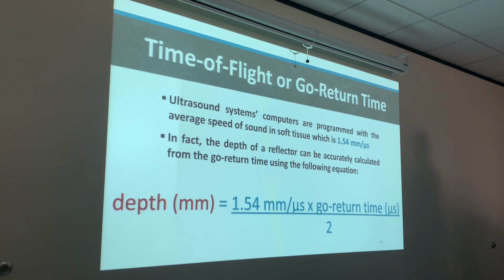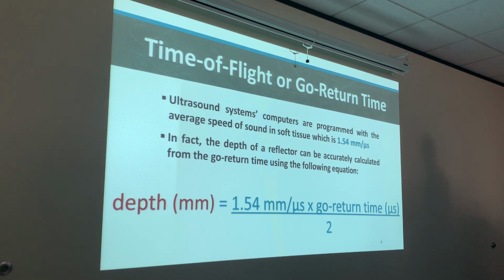That's how we can determine how deep a structure is, because when we're trying to determine depth, we're not concerned about the time. We're concerned about how many centimeters deep that structure is in the body. It takes the same amount of time to get there as it takes to come back. That's why we divide it by 2.